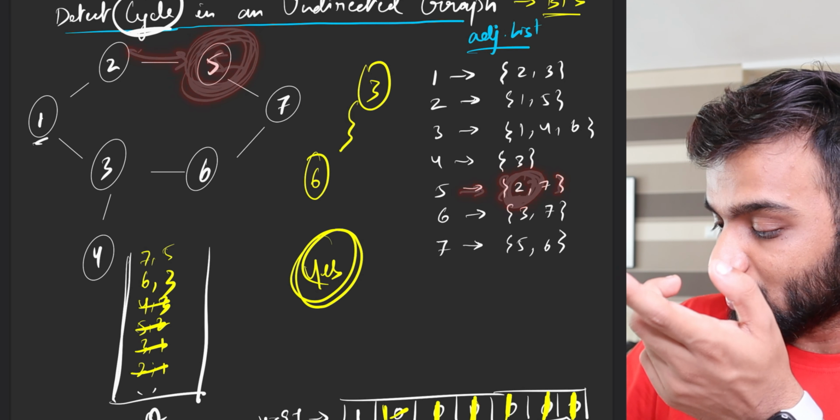Right? But let's go to the other case. When you go to 7, from 5 to 7, 7 was unvisited. Thereby you went to 7. Thereby you had something like 7,5 because 7 was unvisited. Right? So if it is unvisited, you go and just put it in. But what if it is visited?